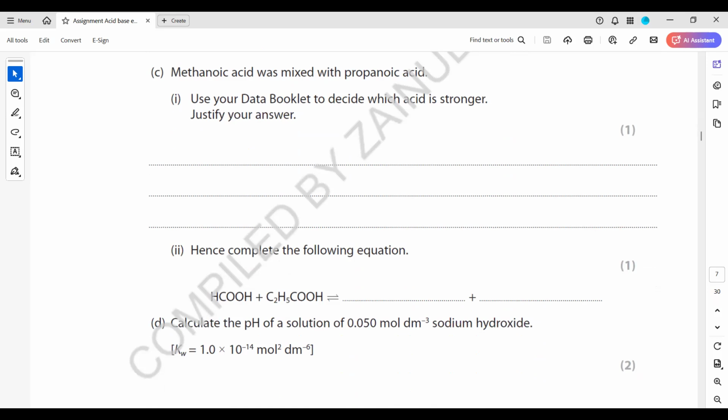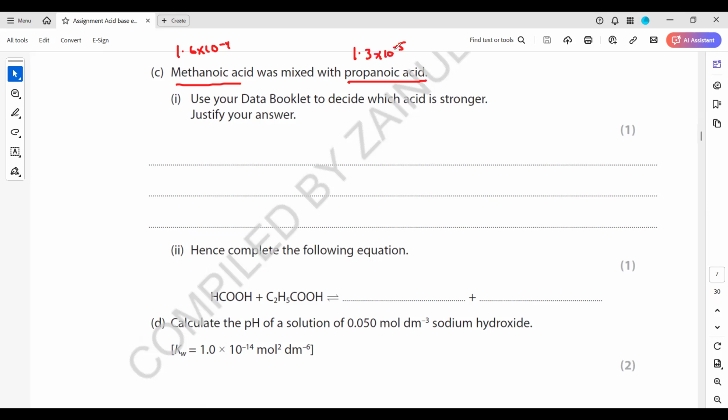When you check the data booklet, the dissociation constant for methanoic acid is 1.64 into 10 power minus 4. That is the dissociation constant for methanoic acid. And when you check propanoic acid, the dissociation constant for propanoic acid is 1.3 into 10 power negative 5.